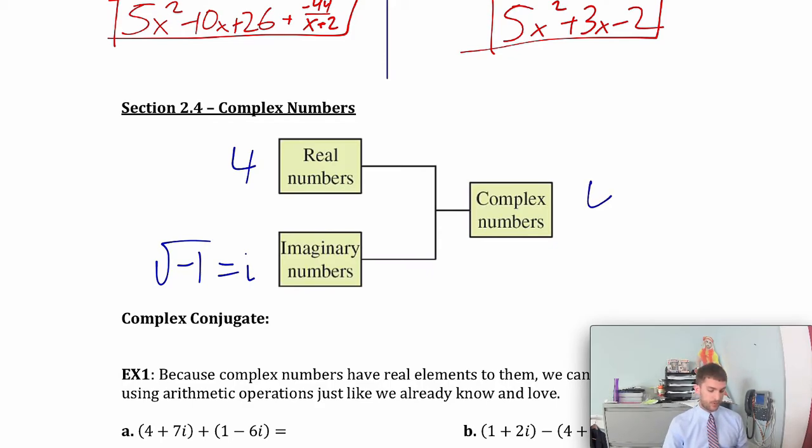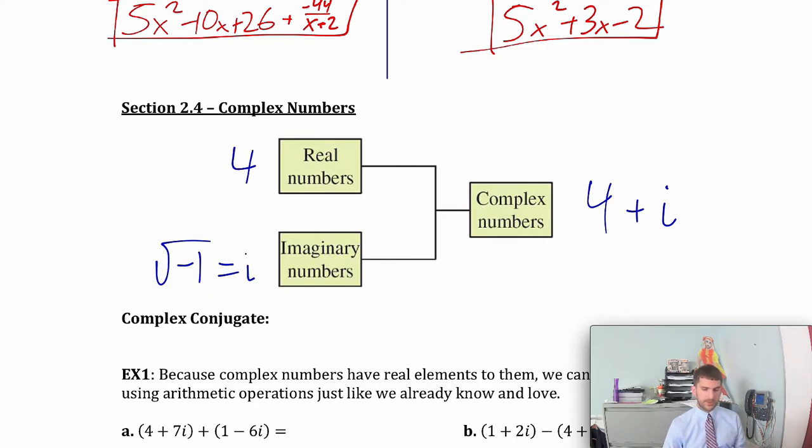Now a complex number, every number can be written as a complex number, but this type of complex number would be 4 plus i, where it has a real component and an imaginary component. Every number could be written as a real component plus an imaginary component. Like 4, you could say 4 plus 0i. We just have to include a real component and an imaginary component.